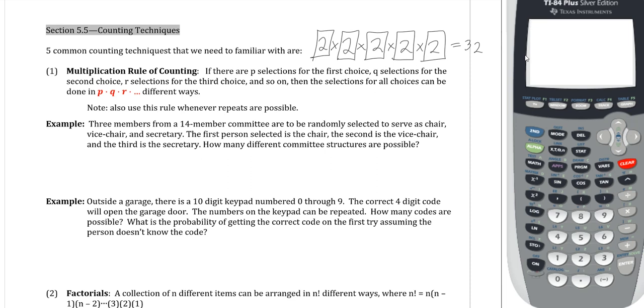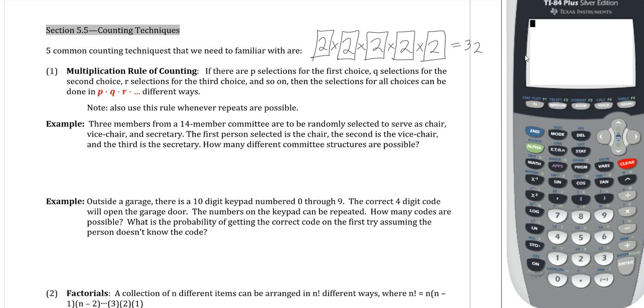It says if there are P selections for the first choice, Q for the second, R for the third, just to represent with variables, then the number of selections for all choices is found by doing P times Q times R times whatever else you have. That's how many ways you could have selections for objects.